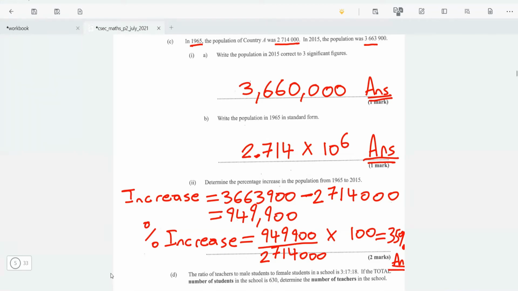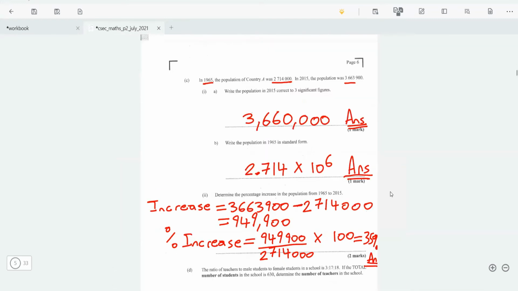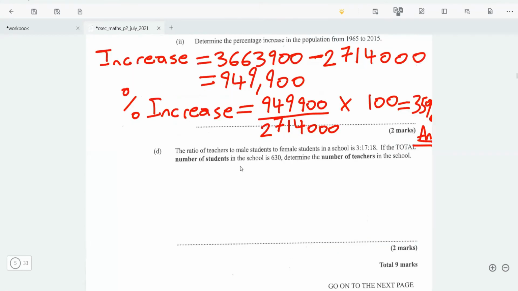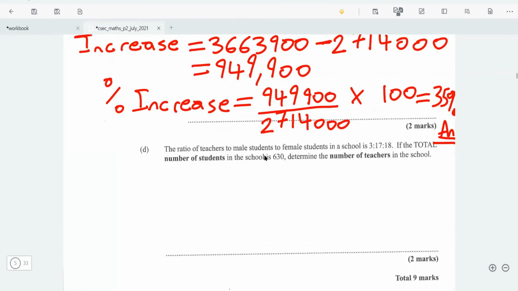All right, nice. Okay, we know that there's a 35% increase in the population. That's 2 marks. Let's look at the last part right here. It says the ratio of teachers to male students in a school is there are 3 teachers for every 17 male for every 18 female. So if the total number of students is 630, determine the number of teachers in the school.